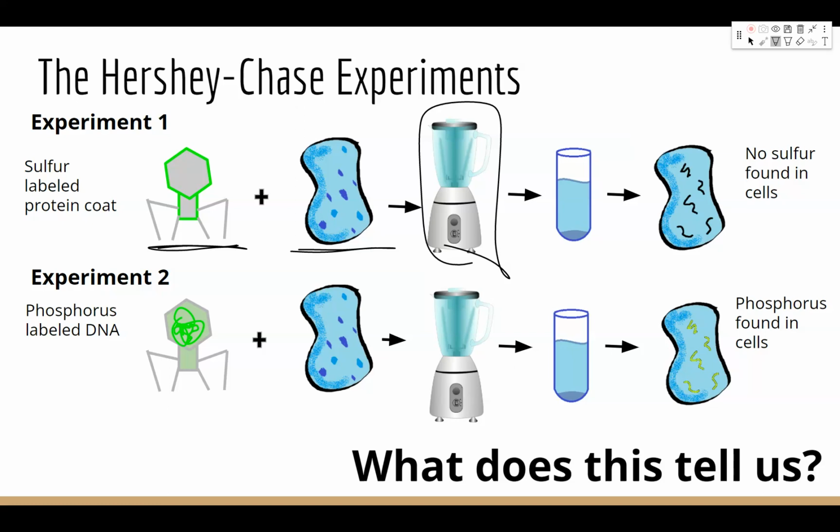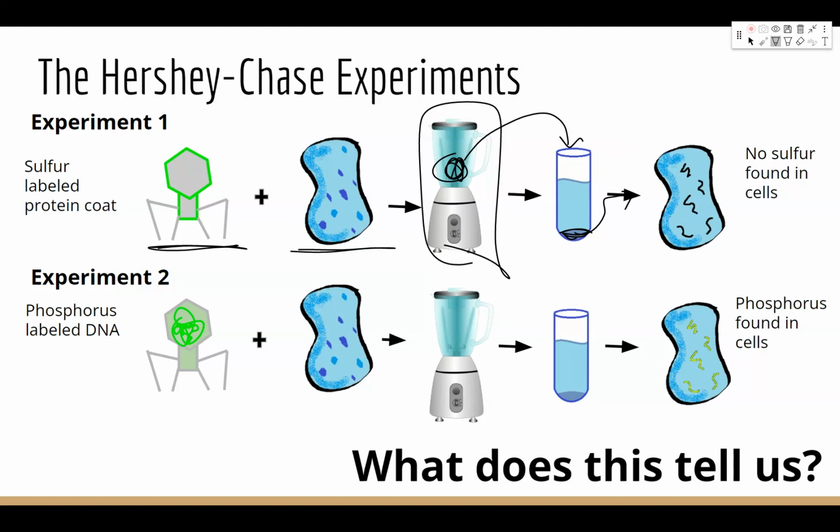So they took what was left in this blender after they spun it around, and they put it into a test tube. And then they spun it in a centrifuge. What doing that does is it makes sure all of the heavy stuff sinks to the bottom and all of the viruses and the light stuff is on top. So we know down here in the bottom, that's just our bacteria. And then they were able to take that bacteria and look at it.